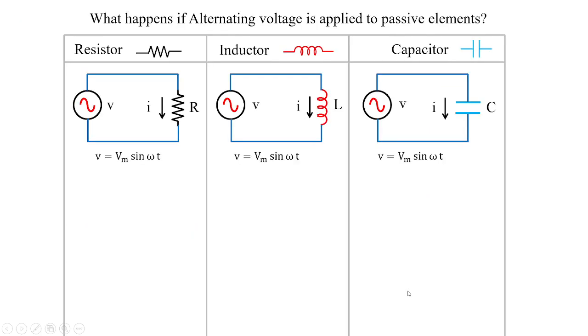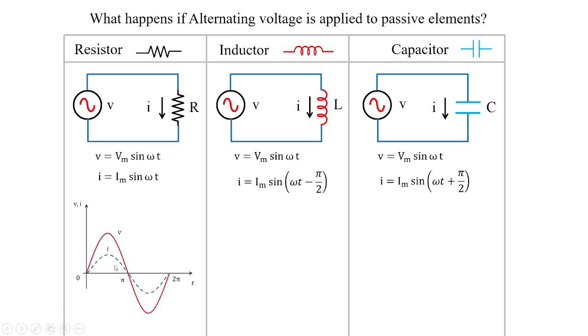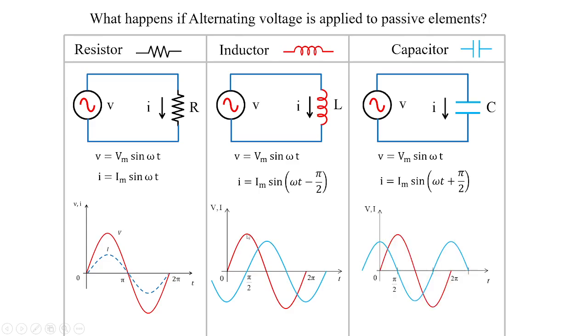So if at all you summarize the resistor, inductor, and capacitor applied to single phase AC input, you're going to get the current, which is Im sin omega t for resistor. For inductor, it is Im sin(omega t minus pi by 2), that is minus 90 degrees. And for the capacitor, it is positive 90 degrees. Means what? For a resistive load, the voltage and current are in phase. For inductive load, the current lags voltage, and for the capacitive load, current leads voltage.